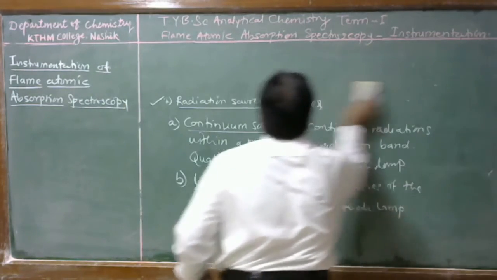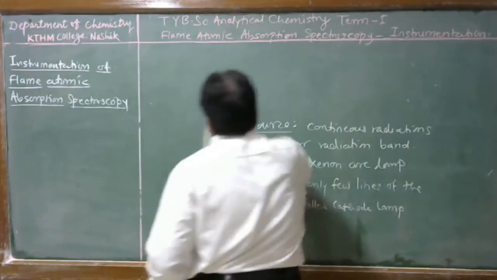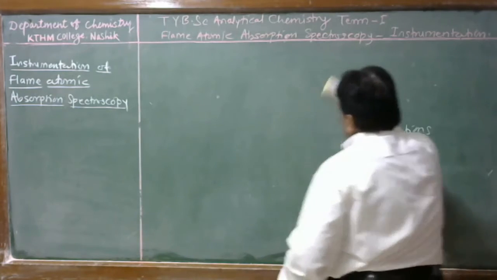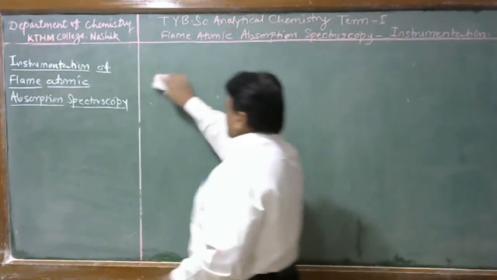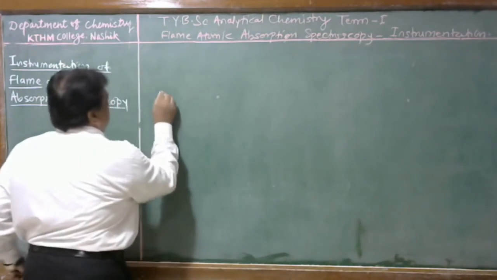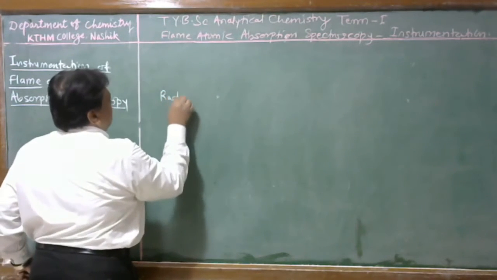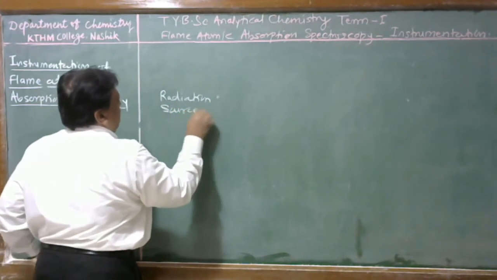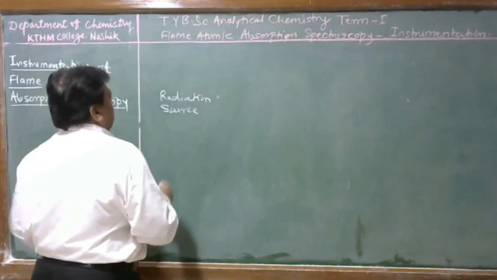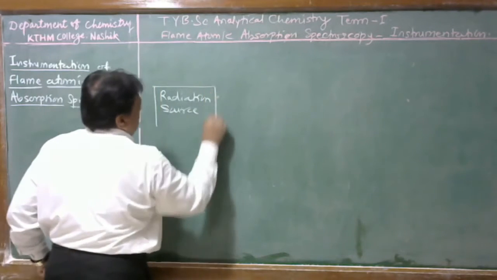The block diagram of flame atomic absorption spectrophotometer is nearly similar to the flame atomic emission spectrophotometer. Here a radiation source, that is a hollow cathode lamp, is used as a radiation source.